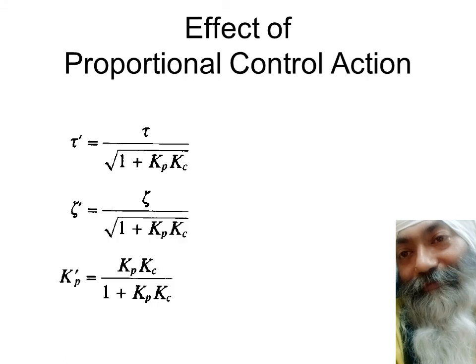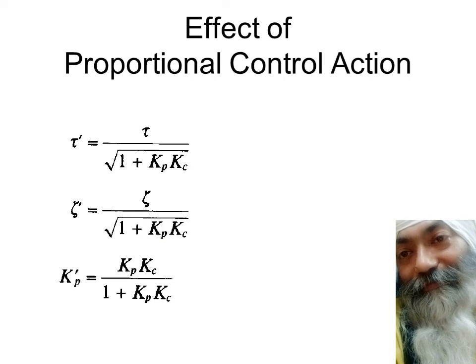They are given by tau dash is equal to tau upon 1 plus Kp Kc, zeta dash is equal to zeta upon 1 plus Kp Kc, and K dash P is given by Kp Kc upon 1 plus Kp Kc. So what we understand is that the system becomes quicker, the time period becomes shorter, and the main thing to be seen over here is that the system has reduced damping. This is very important. Zeta is less. The new zeta is lesser than the old zeta.